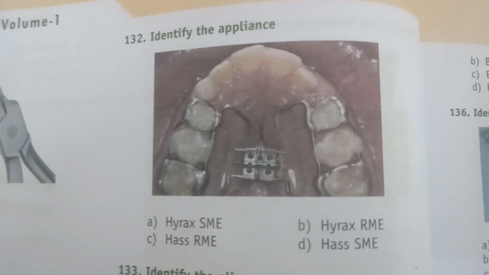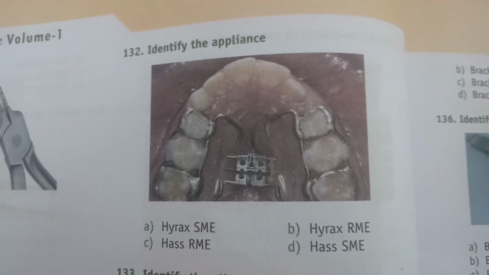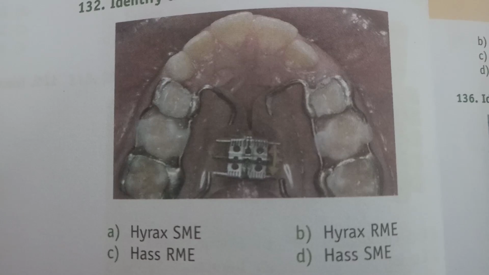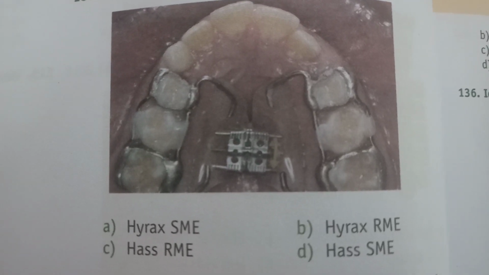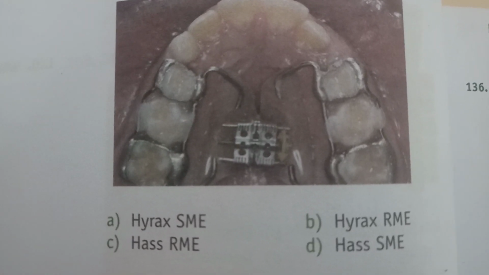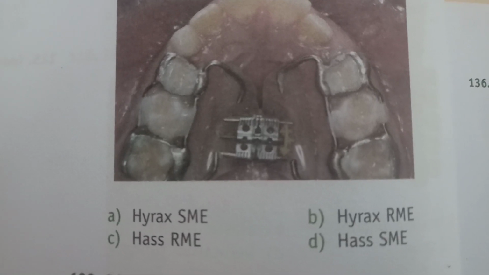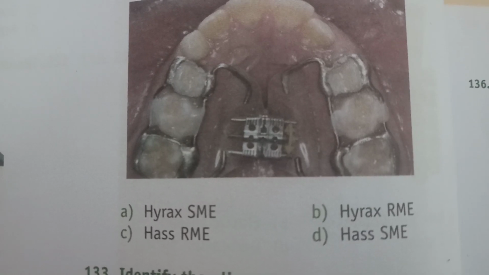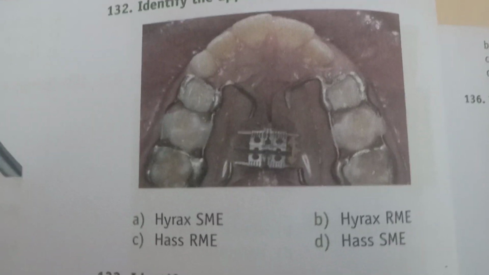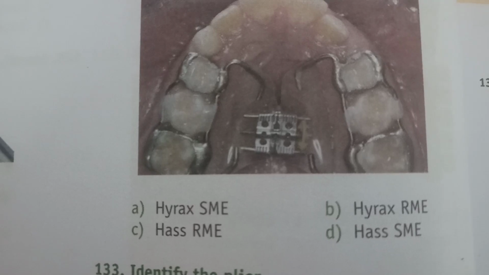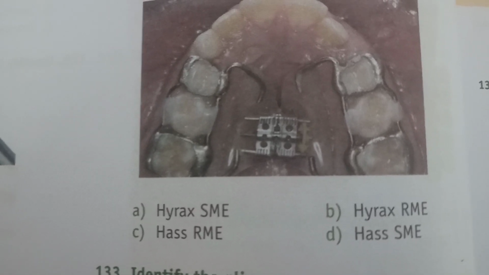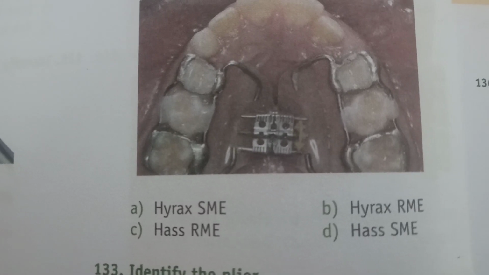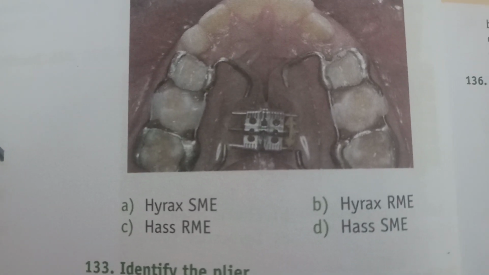Next question. Look carefully at the appliance. Is it Hyrax SME, Hyrax RME, Haas RME, Haas SME? So it is definitely the RME device, and it is Haas RME, rapid maxillary expansion device.